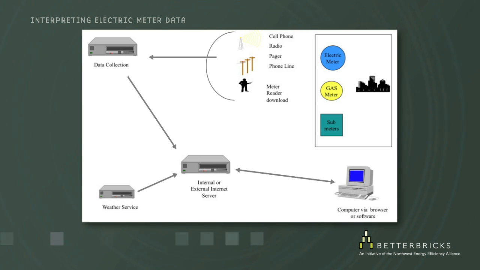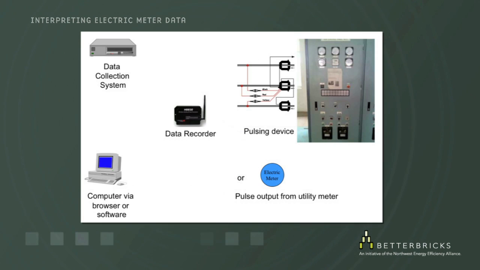Many services will also take weather data and provide that into the external server so that customers may track their energy usage along with weather data. If you choose another type of system that's not using what the utility has, as you can see, this switchboard meter has some visual readout displays, but also it can have a pulse output that goes out to a data recorder. That data recorder will provide the data to the data collection system through either the switchboard pulses or a pulse output possibly from the utility meter. And then again, the information can be accessed via a computer over the internet through your browser or specific software.